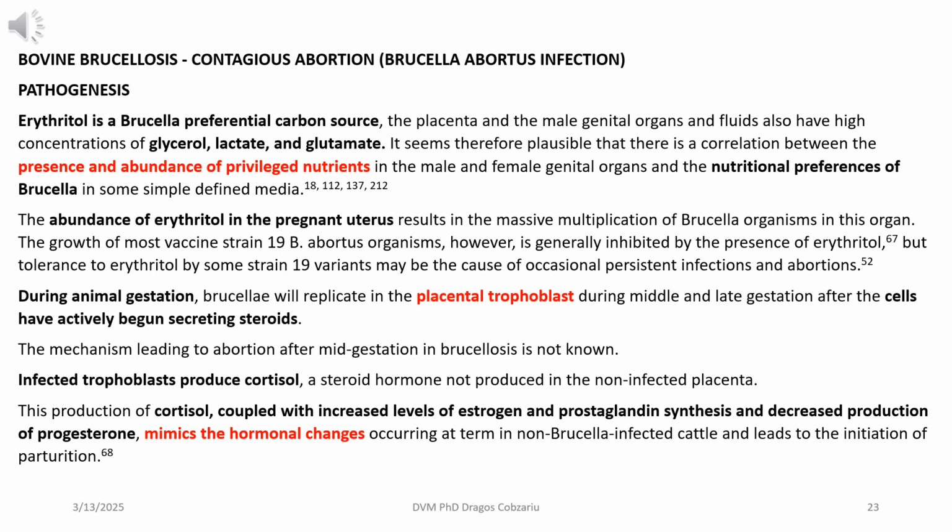Infected trophoblasts produce cortisol, a steroid hormone not produced in the non-infected placenta. This production of cortisol, coupled with increased levels of estrogen and prostaglandin synthesis and decreased production of progesterone, mimics the hormonal changes occurring at term in non-Brucella infected cattle and leads to the initiation of parturition.